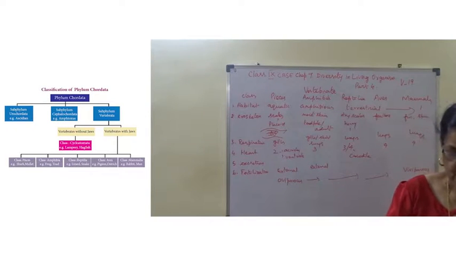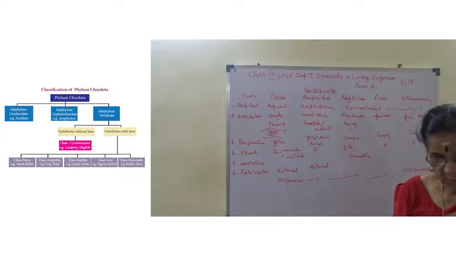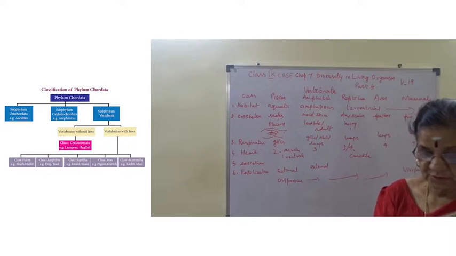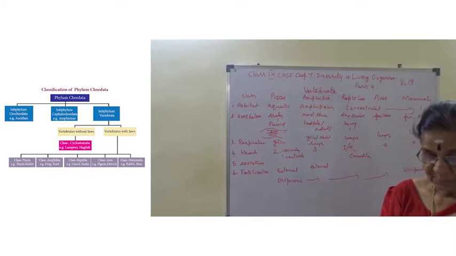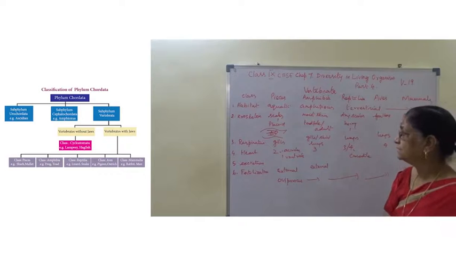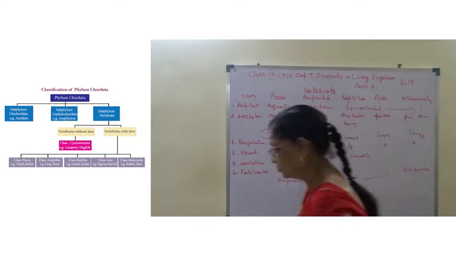The next one, just understand this as classification. Here it is given as class Pisces, Amphibia, Reptilia, Aves. In that, the habitat of fishes is aquatic. First you should say about habitat, skin cover, and exoskeleton.